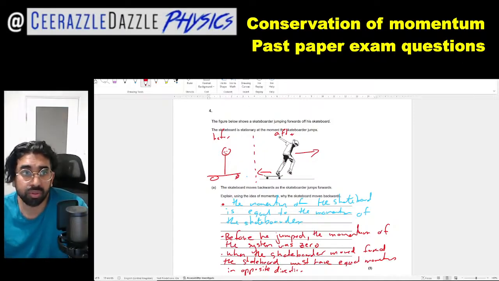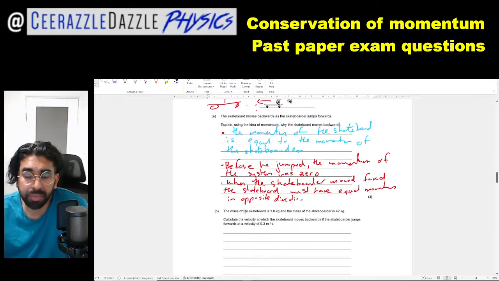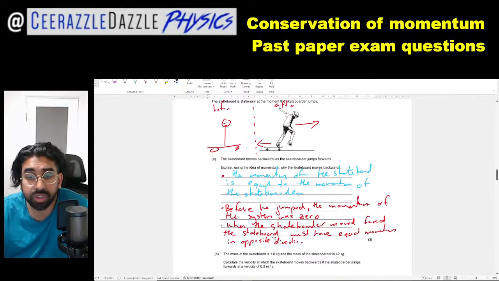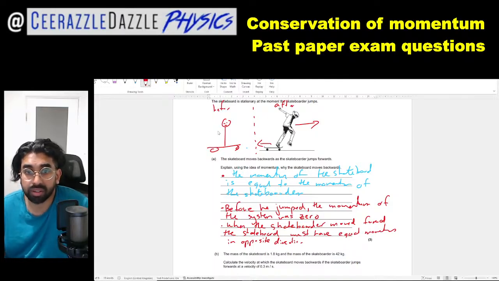Right, okay, let's scroll down for the next one. The mass of the skateboard is 1.8 kilograms and the mass of the skateboarder is 42. Calculate the velocity at which the skateboard moves backwards if the skateboarder jumps forward at a velocity of 0.3. Okay, so look, it says there the mass of the skateboard is 1.8 kilograms. I'll just label it on here. The skateboarder, he is 42 kilograms.